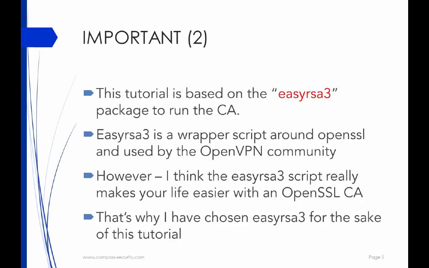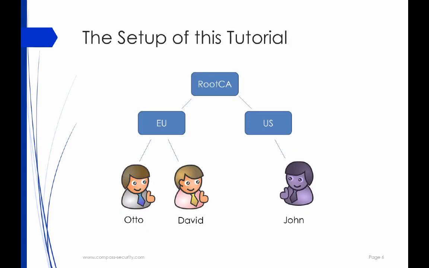on the live CD. The tutorial is based on the easyrsa3 package to run the certification authority. easyrsa3 is a wrapper script around the OpenSSL library and heavily used by the OpenVPN community. I think it really makes your life easier with your OpenSSL CA, and that's why I have chosen easyrsa3 for the sake of this tutorial.